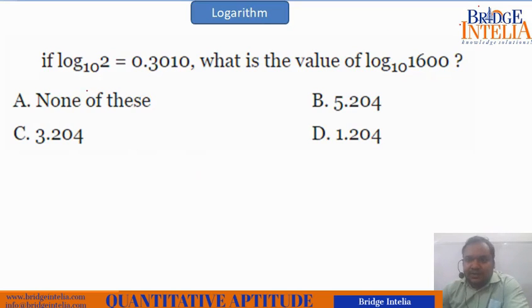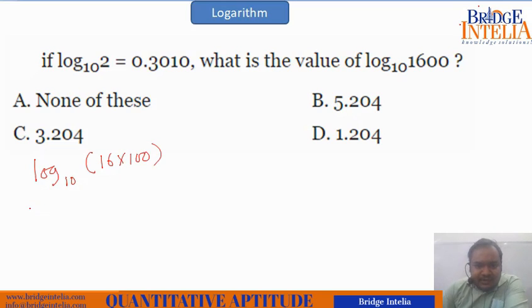So let's see this one. So log 2 to the base 10 is given to us, and based on this we have to find the value of log 1600 to the base 10. So the idea behind such a question is to express the second number in terms of the first one. So can 1600 be expressed as powers of 2? Of course not, but 16 can be. 1600 is not a power of 2, but 16 is. If only you realize this, then see how things would take a turn. So 1600 can be written as 16 into 100.